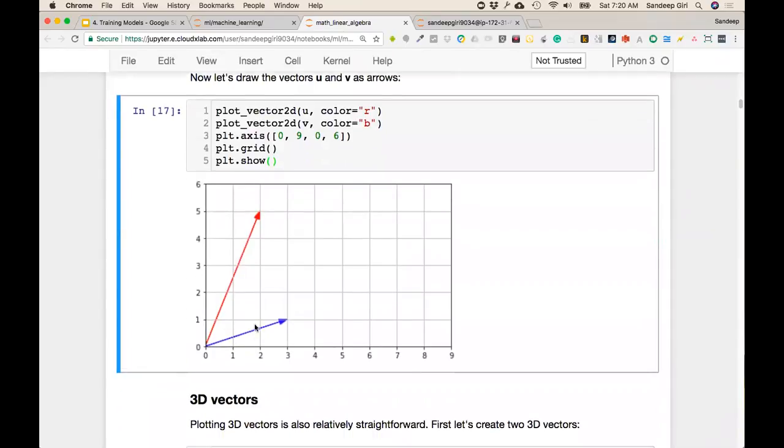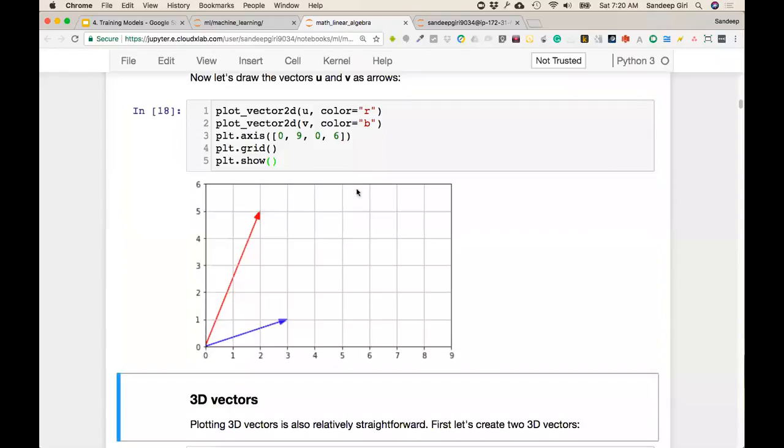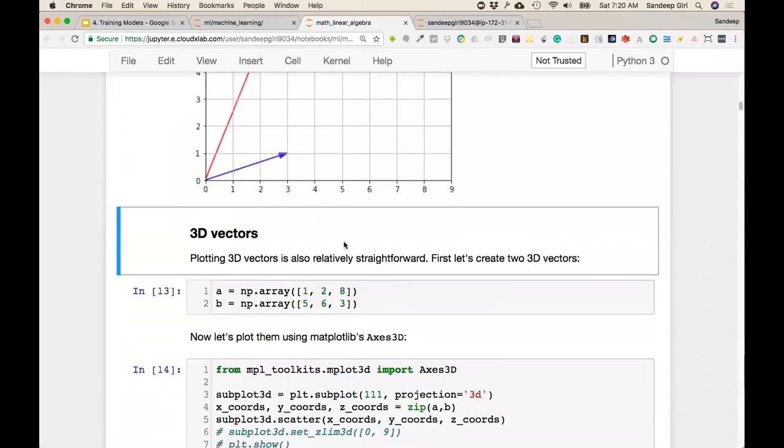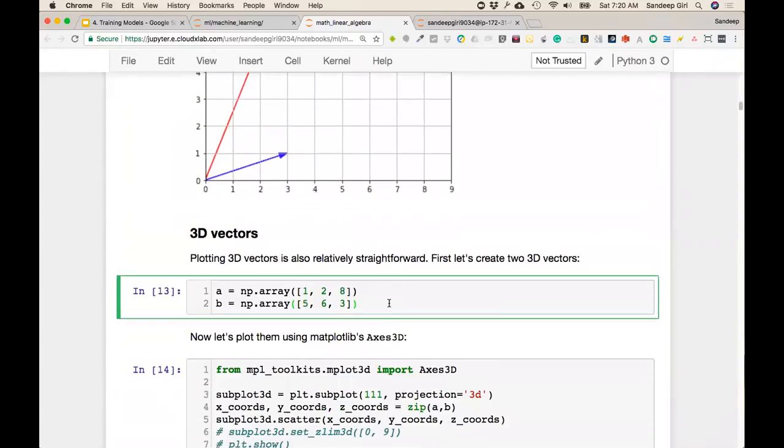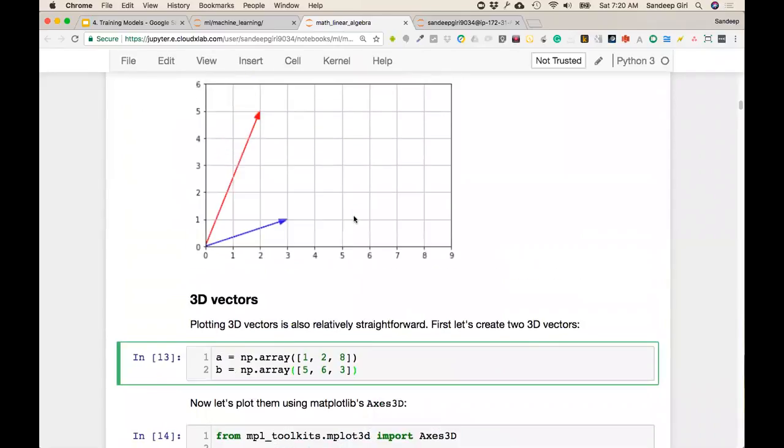Now, this is u, right? This is u. Sorry, this is u, the red one, and this is blue, the blue one. This is v. So u and v, this is how we are plotting them. All right. Is everybody okay with it so far?